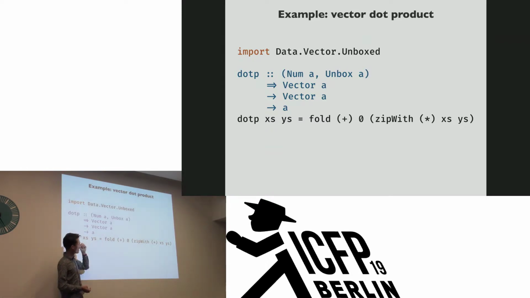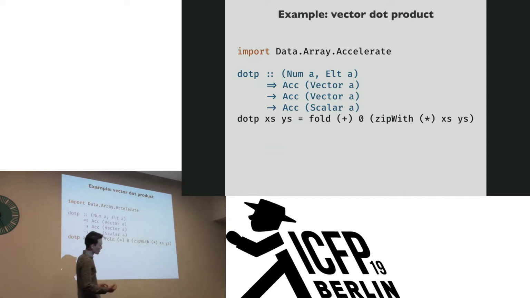So I still have numbers, but I also need to have this unbox constraint. I need to know how to lay out all of these values in memory. But given those constraints, I have a vector of those values, two vectors of those values, and I can get the result. My type signature has changed, but if you look at the implementation, that is still the same. I still pairwise multiply each element of my array, and then I sum the results. I fold over the results.